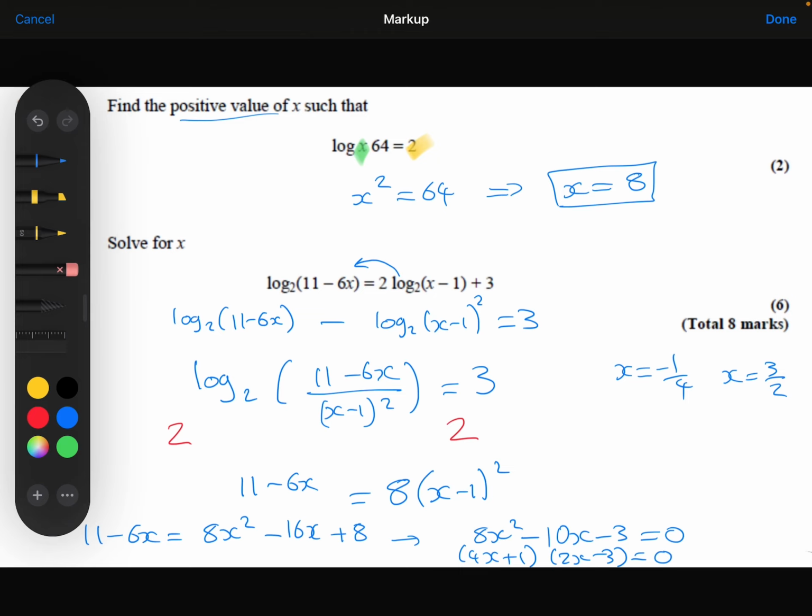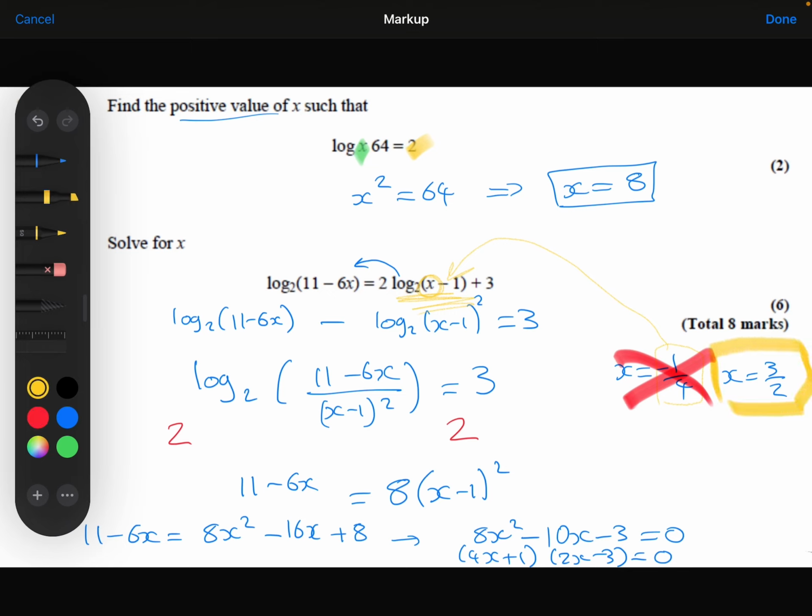I just need to check whether they are both valid solutions or not by comparing them back to the original equation. So if I took minus a quarter, if I substituted that here, that would cause a problem, because minus a quarter minus 1 would be minus 5 over 4. It would be negative, and I can't do log of a negative number. So this is not going to be a valid solution, so I'm not going to give that one.